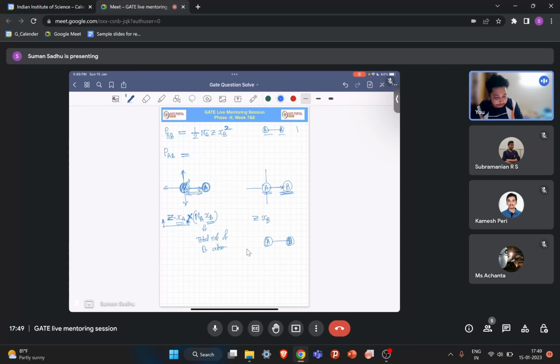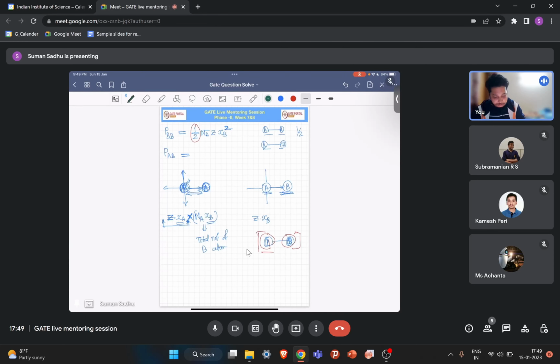So that's why you have multiplied it by half. In case of BB type of bond also, you were considering two B atoms, so here also we have multiplied it by half. But in case of AB, one is an A atom and one is a B atom, so you are not counting the same atom twice, right? So in this case, we need not multiply it by half.